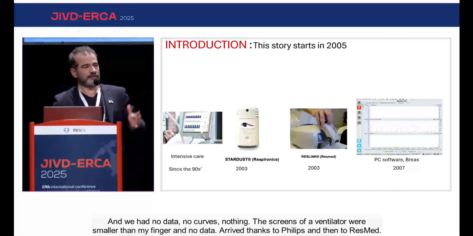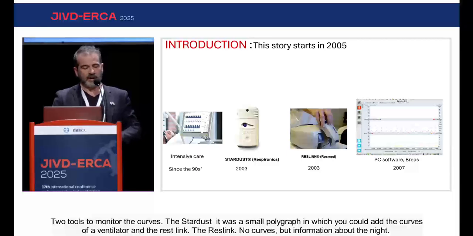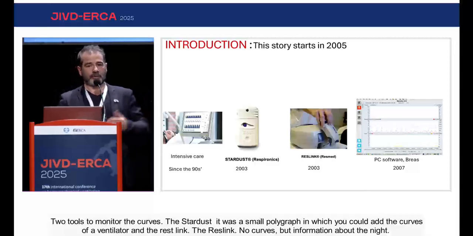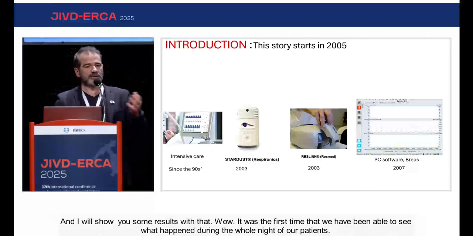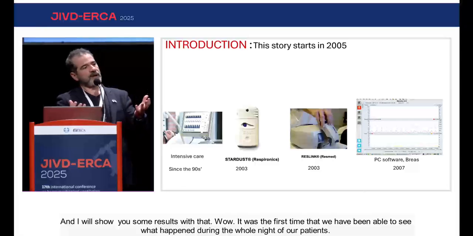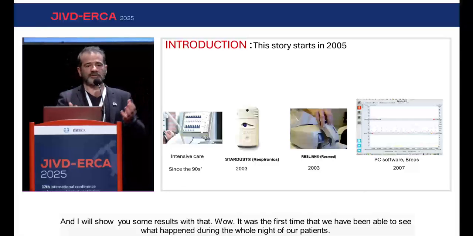Then arrived, thanks to Philips and then to ResMed, two tools to monitor the curves: the Stardust, a small polygraph in which you could add the curves of a ventilator, and the Wrestling. The Wrestling, no curves, but information about the night. And I will show you some results with that. It was, wow, the first time that we were able to see what happened during the whole night of our patients.